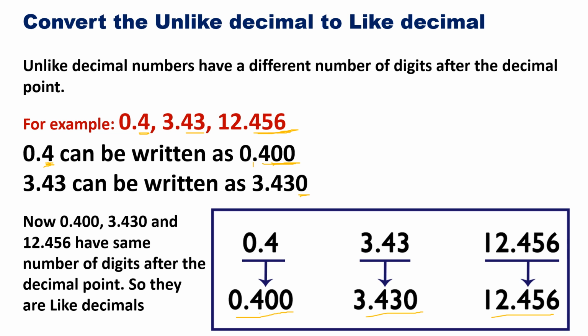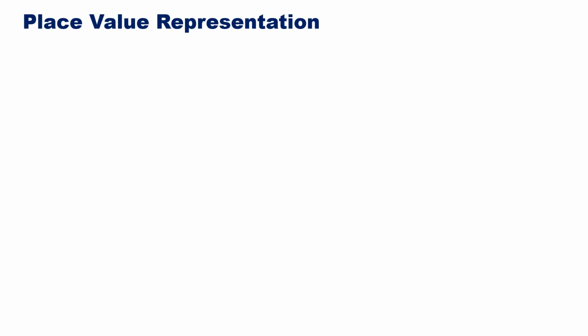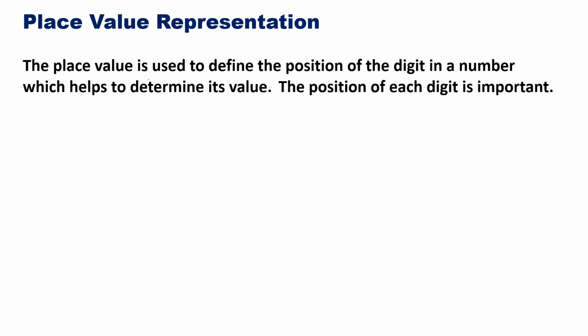So after the decimal, here 3 digits are there. After the decimal point, here 3 digits are there, 430, and in the last one we already have 3 digits, 456. So now these 3 decimal numbers are like decimals because they have the same number of digits after the decimal point. Place value representation. Place value is used to define the position of the digit in a number, which helps to determine its value.